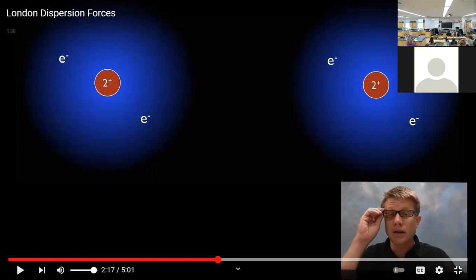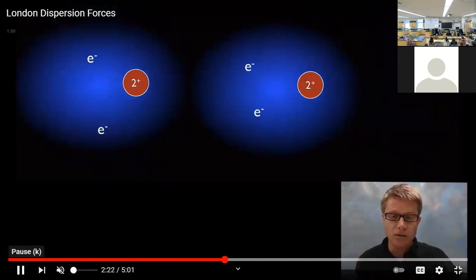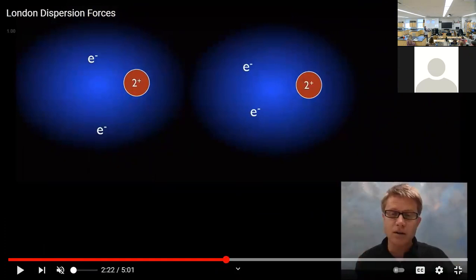There's a temporary attraction between the electrons on the outside, the negatives, and the positives. And so as we move them, right there, they're always moving. Electrons will be on one side randomly all of a sudden. Then there'll be an attraction between the electrons and the nucleus of the other substance, and a repulsion. So they will create a temporary attractive force right here.